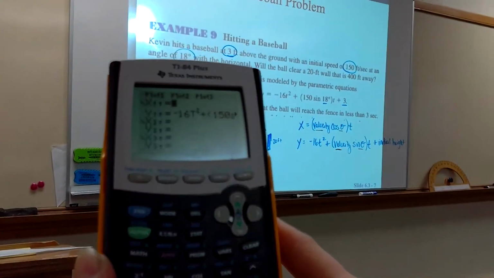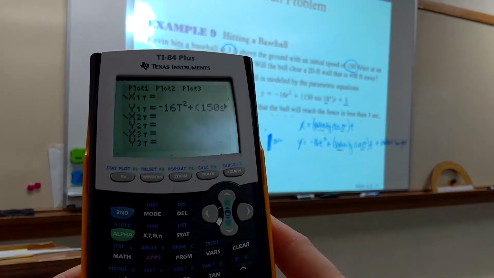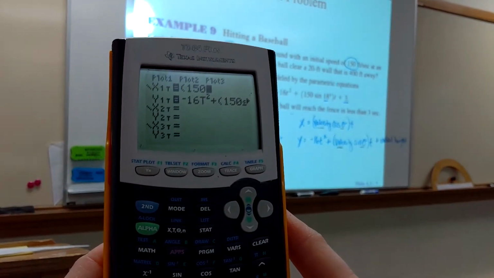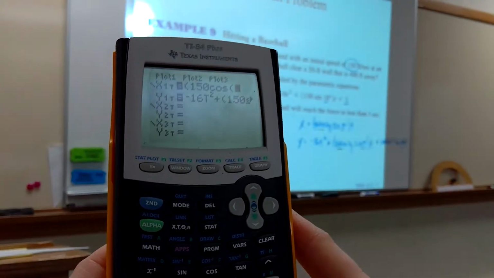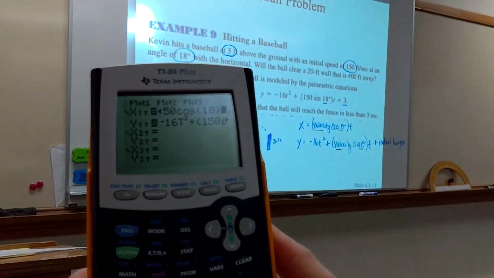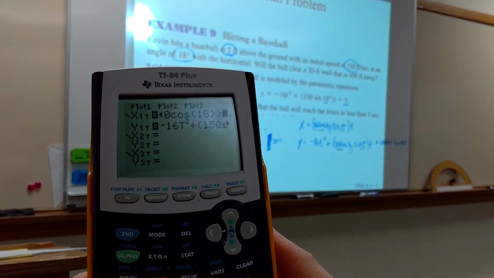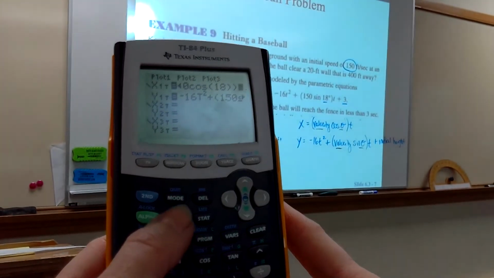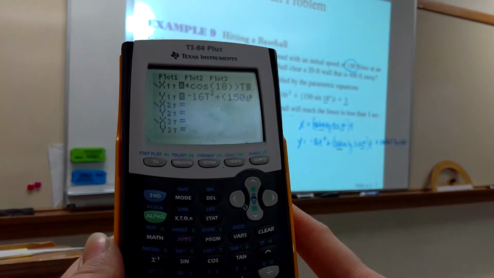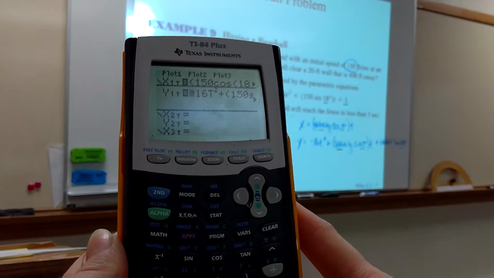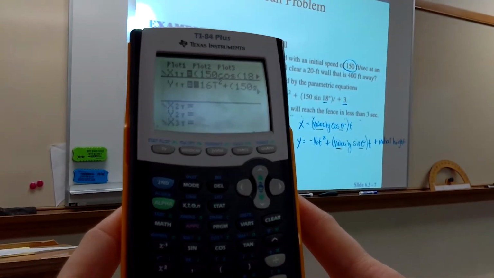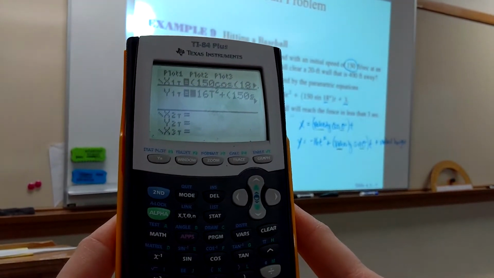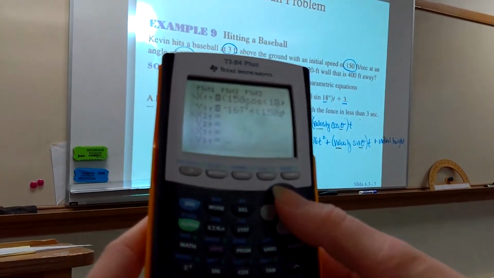I'll just retype them again. Make sure you're using the parentheses. So it's parenthesis 150 cosine 18, close that parenthesis, plus the outside parenthesis, and then t, which you get using your variable button down here. There it goes. And then I have that second one already typed in, but you can see it's the same. So it's negative 16t squared. I guess I'll show you.